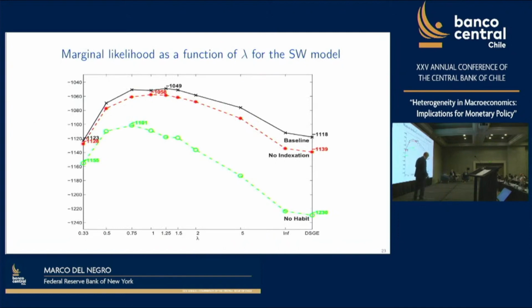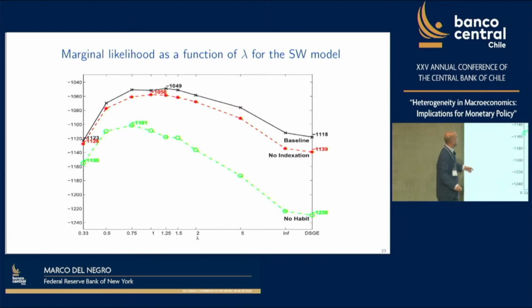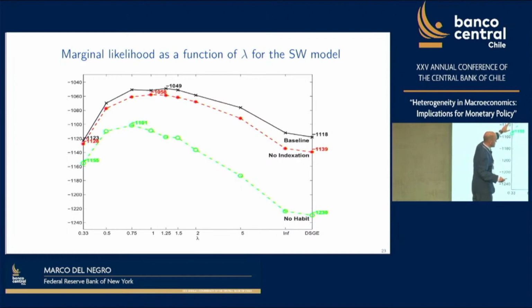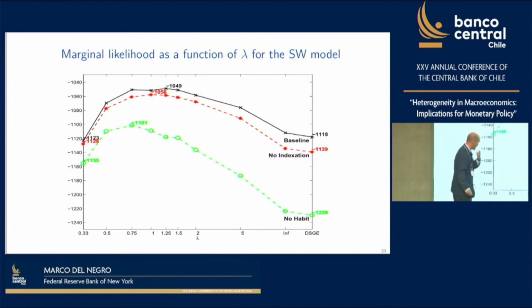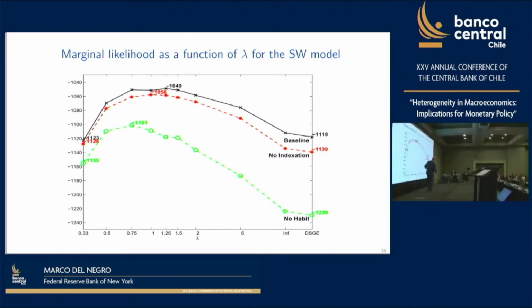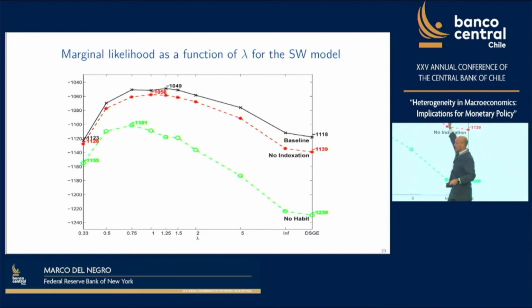So one way of judging how good your model is is by looking at a plot like this. The black line is for the Smets and Wouters model. What I'm plotting is the marginal likelihood for this model, where lambda is the weight on the cross-equation restriction. This plot says that if I relax the cross-equation restrictions, I'm going to improve fit. So this is clear evidence that the Smets and Wouters model is misspecified. But at the same time, there is some value in this model, because if I relax it too much, the marginal likelihood goes down.